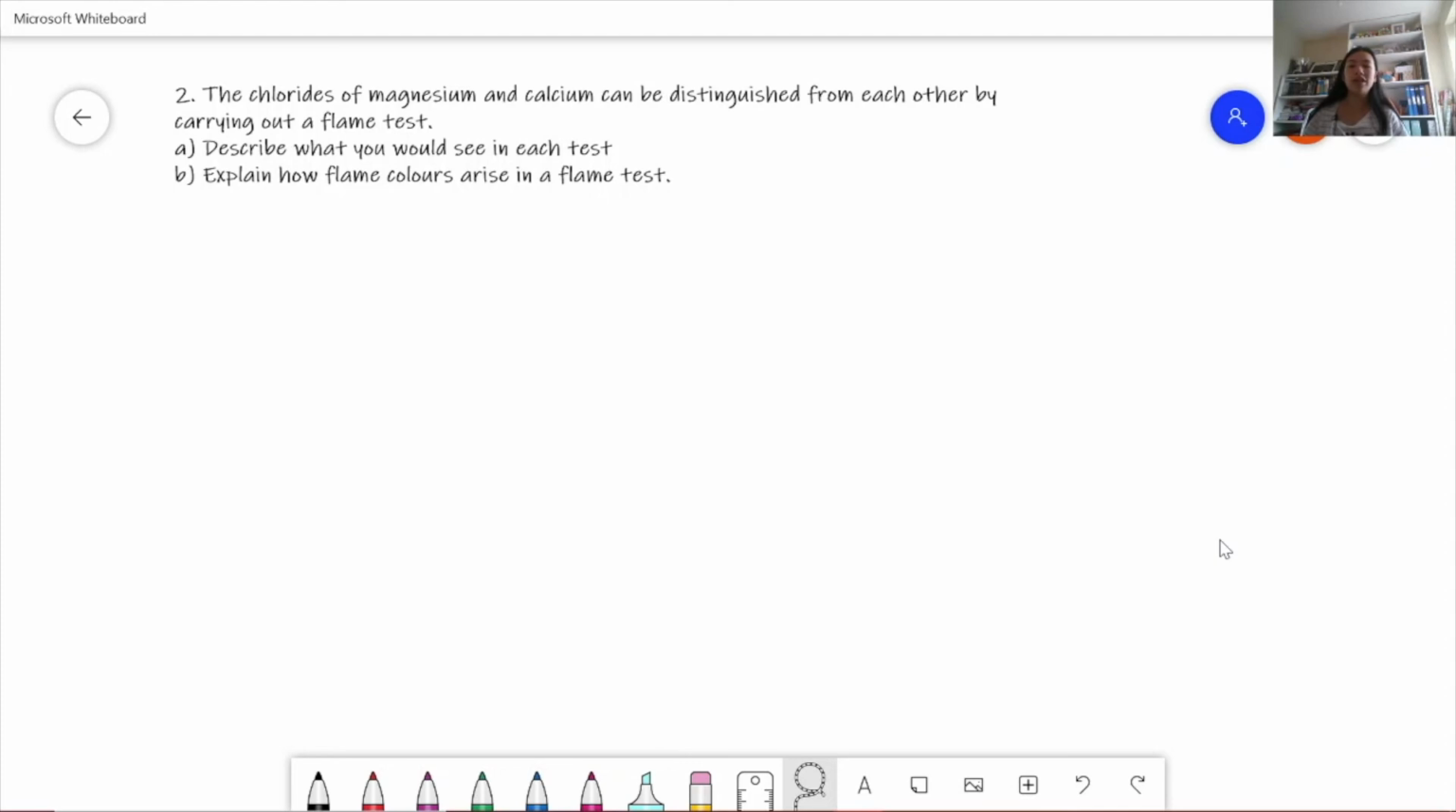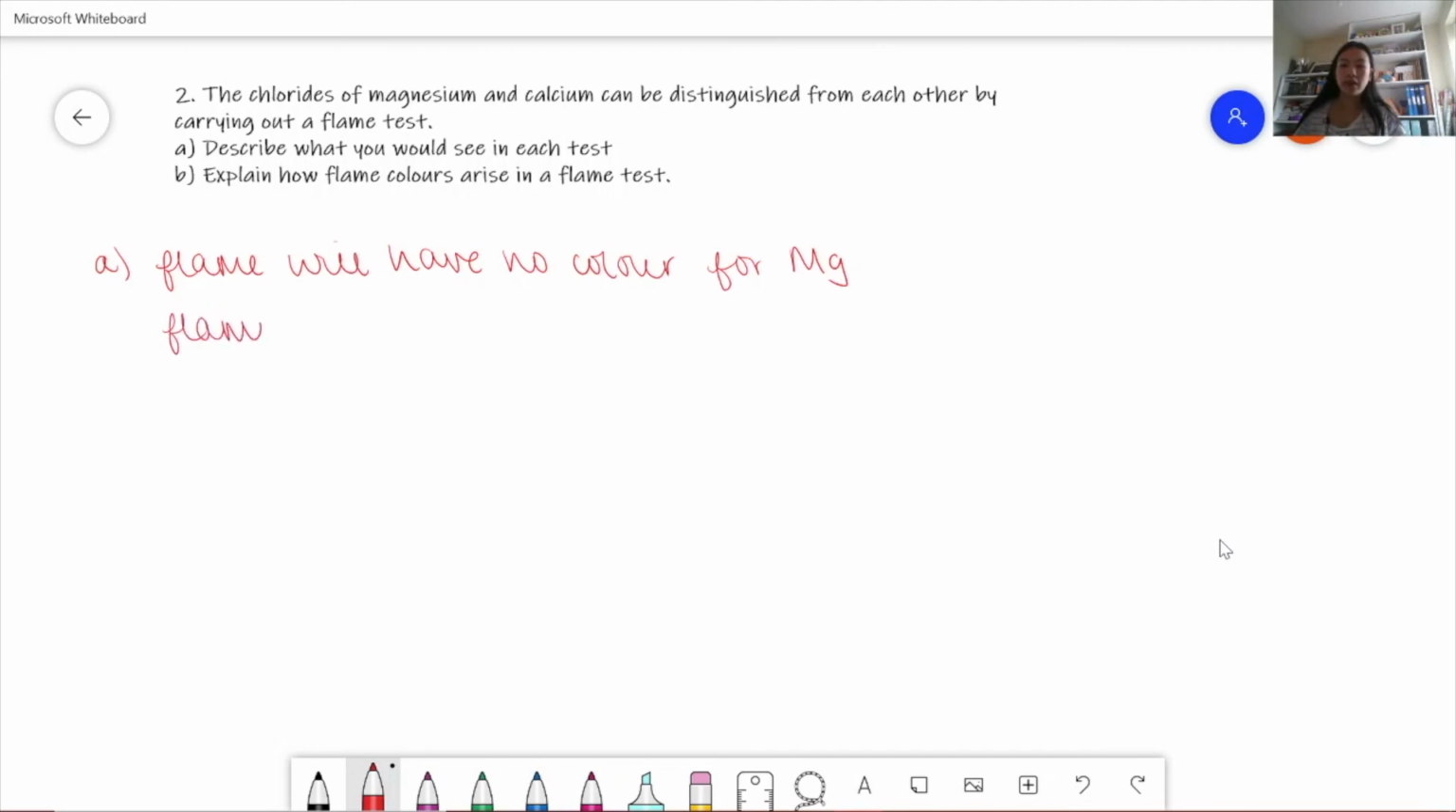So the chlorides of magnesium and calcium can be distinguished from each other by carrying out a flame test. For A, describe what you would see in each test. So we know that magnesium burns with a flame with no colour. So the flame will have no colour for the magnesium, whereas for the calcium it burns with a brick red colour. So the flame will be brick red for this calcium.